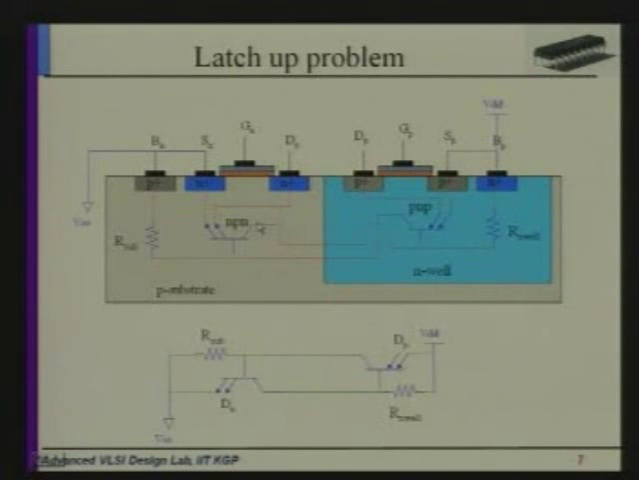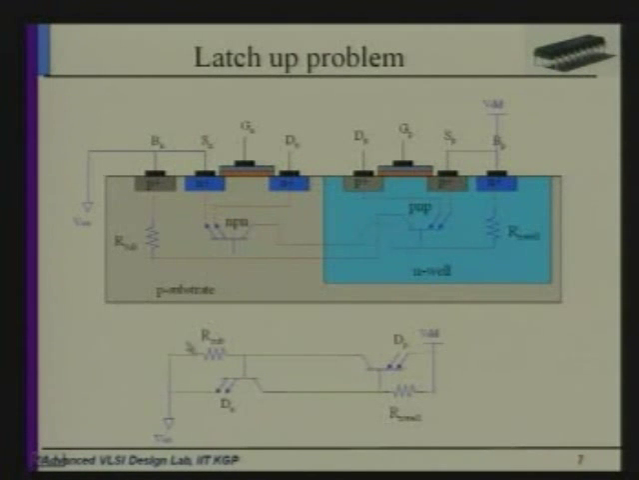Now latch up occurs due to this lateral bipolar transistor. If you consider this source, then this substrate, and this N-well, they form an NPN transistor. It is shown here, and here also in the same way, the drain or source and then the substrate for the PMOS, and the common substrate form a PNP bipolar. They are connected something like this. So this structure is clear. This is the lateral BJT.